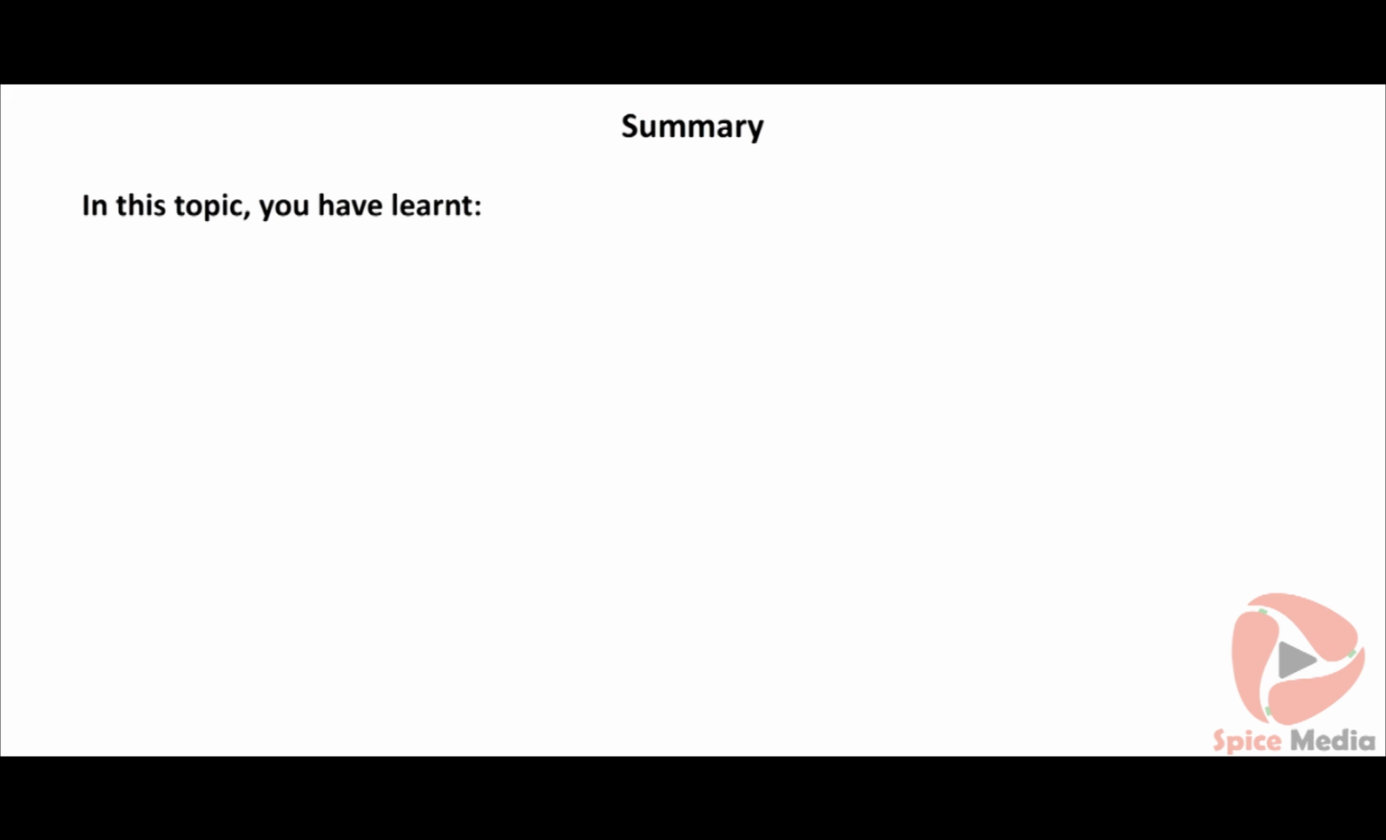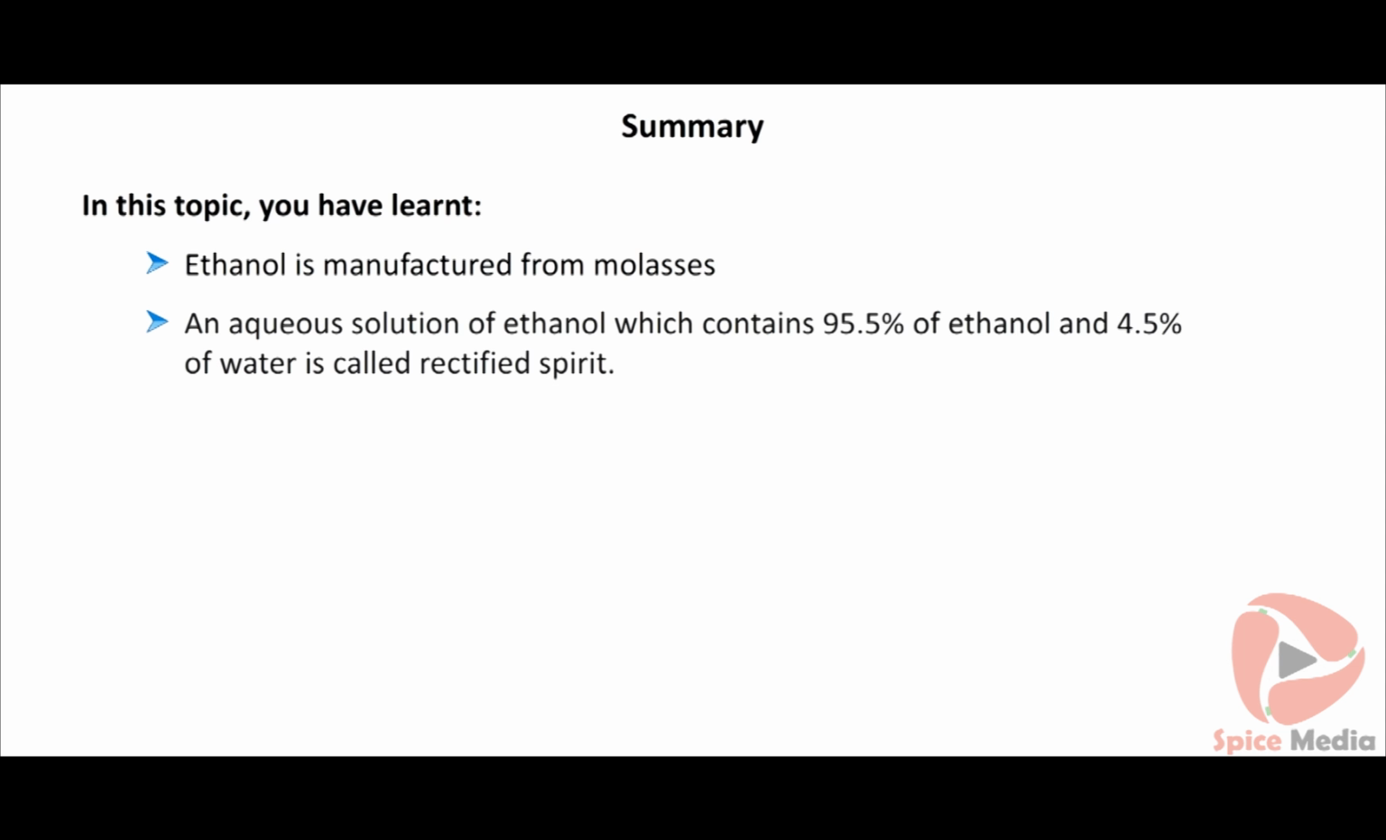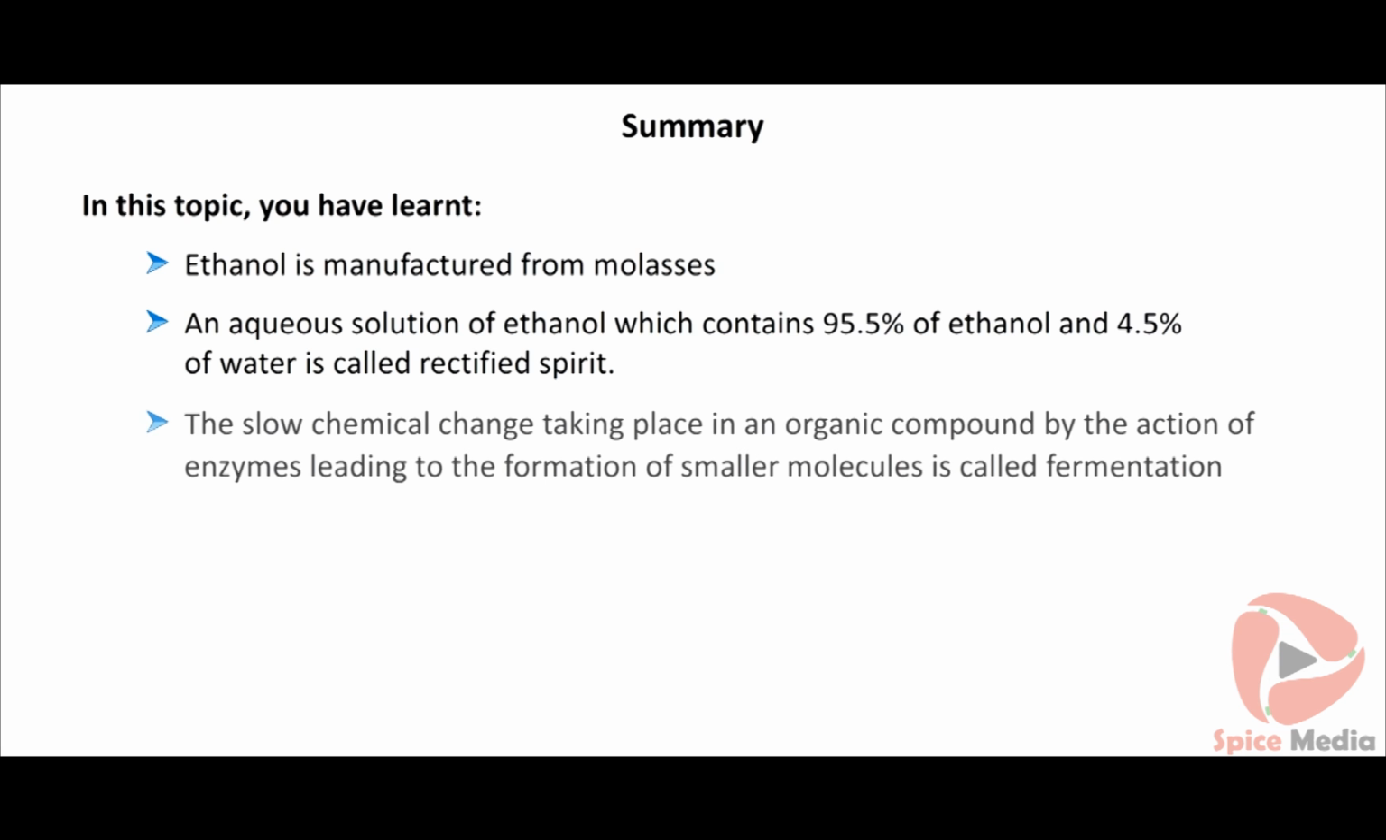In this topic, you have learnt: ethanol is manufactured from molasses. An aqueous solution of ethanol which contains 95.5% of ethanol and 4.5% of water is called rectified spirit. The slow chemical change taking place in an organic compound by the action of enzymes, leading to the formation of smaller molecules, is called fermentation.